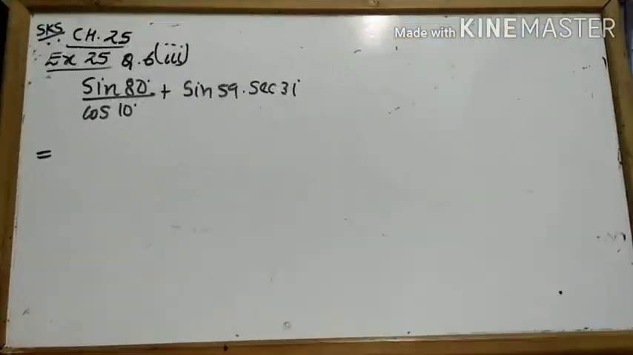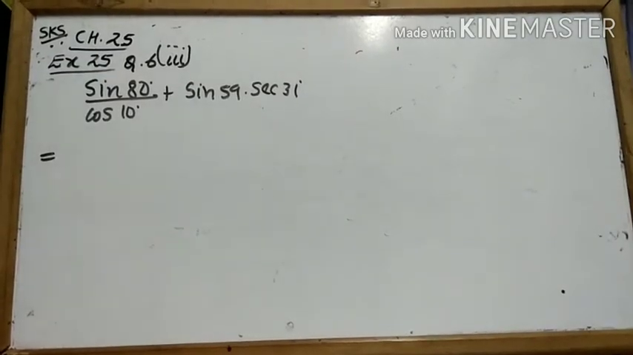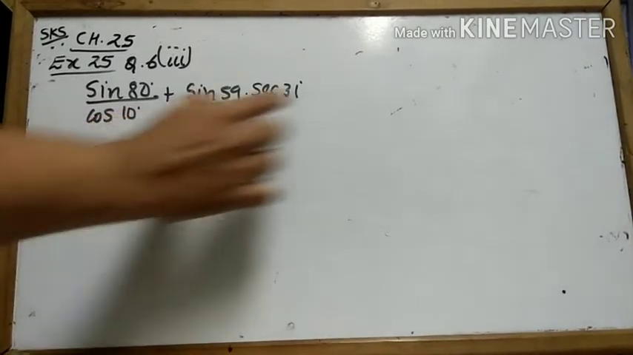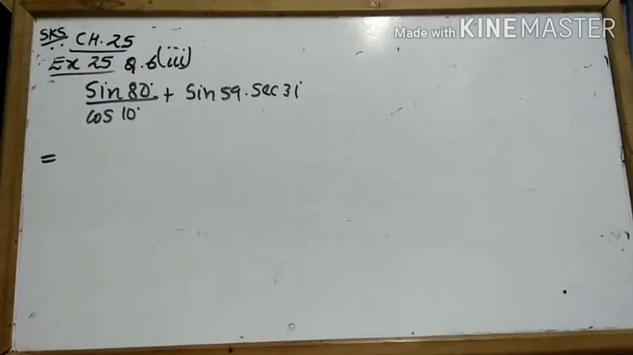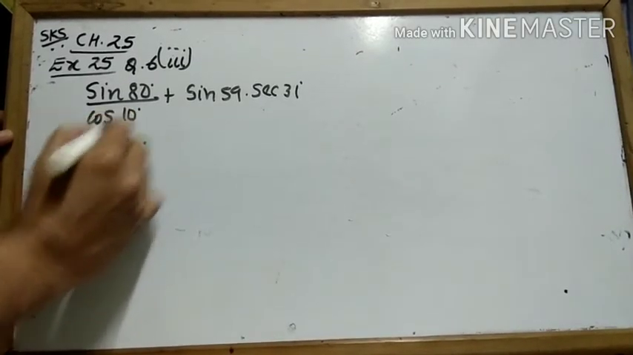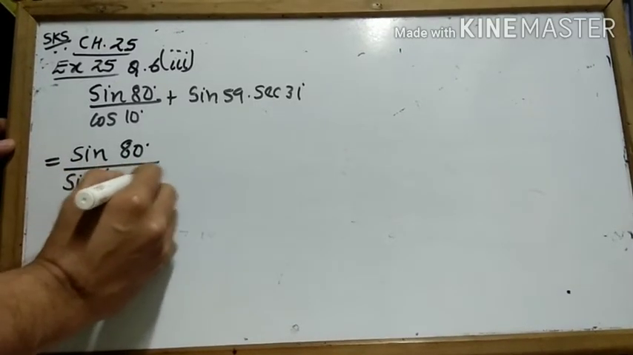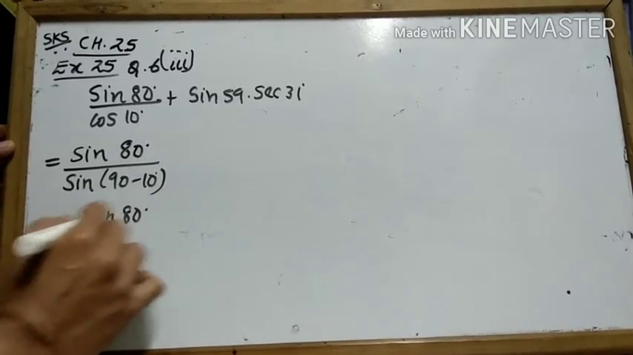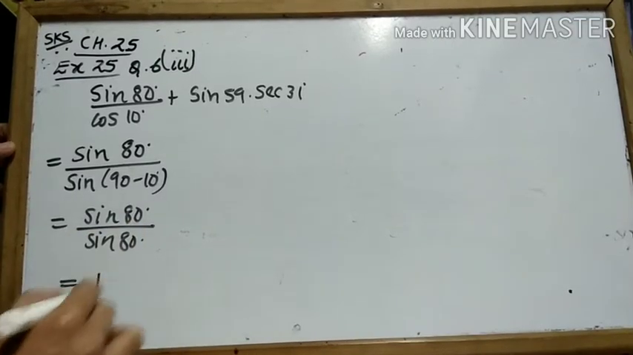Question 6 says find the value of the following. In sub question 3, we are talking about sine 80 over cos 10 plus sine 59 into sec 31. There are two terms. In the first term, 80 and 10 are complementary angles. So I will consider one angle as theta. If I consider 10 degree as theta, this will become sine of (90 minus 10). So this will be sine of 80 degree over sine of 80 degree, which is equal to 1.